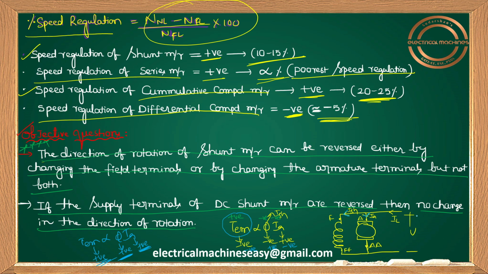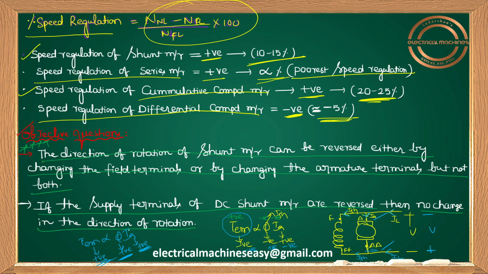Suppose the supply terminal is reversed, that means instead of plus here, you take minus, and instead of minus, you take plus. Now current will always start from the positive terminal, no? Current flows from positive to negative. So here positive is this terminal, so current starts from here. This is Ish, and this is the Ia value. Initially Ia is downwards here, now it is upwards.